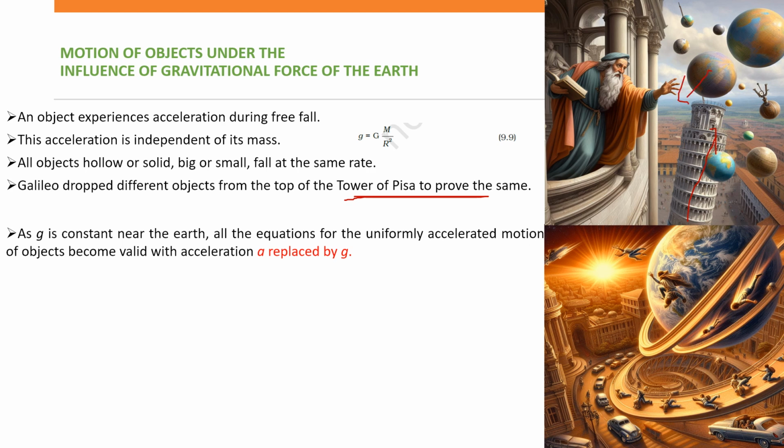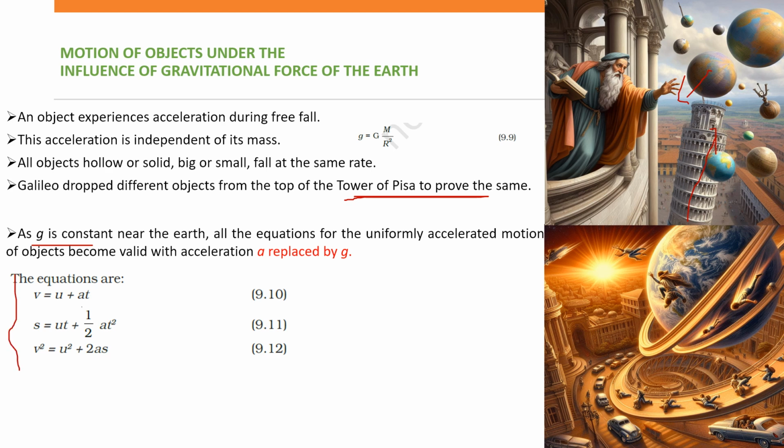As g is constant near the Earth, the acceleration due to gravity is constant near the Earth, so all equations for uniformly accelerated motion of objects become valid. You know the three equations we derived for motion. We'll cover them later in a little more detail in the next slide, but for now take these three equations.